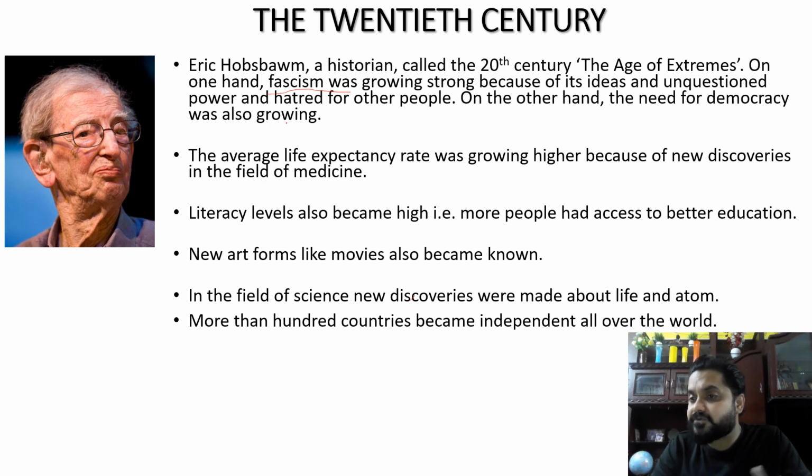So in countries like Germany and Italy, fascism was growing, and in other countries the demand for democracy was increasing. So all of this was happening at an extreme level. Many changes started happening at an extreme level, and you can also see that the importance of education grew. People started realizing the importance of education, which was one reason why the literacy levels also went high during this period.